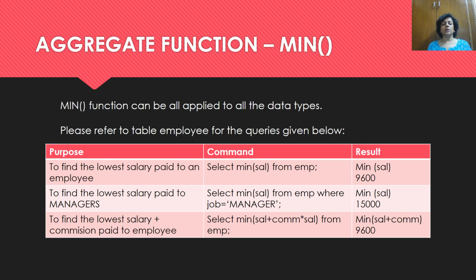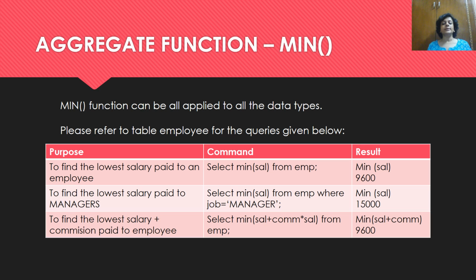Now let us see how the aggregate function min works. Please refer to the table employee for all the queries which are given here. To find the lowest salary paid to an employee, the command would be: select min(sal) from emp, and the output of this command would be 9600, which is the minimum salary paid to any employee of the table emp.